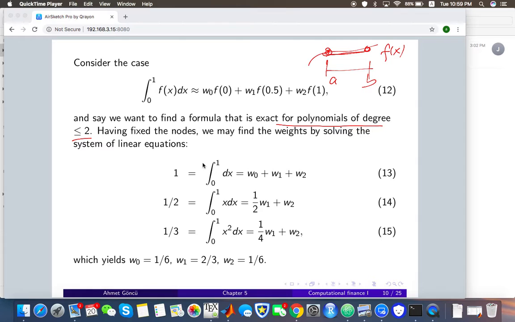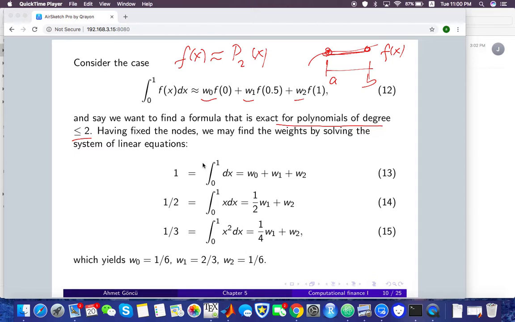In order to do that, we need to approximate our original f of x with a polynomial of degree 2. Okay, and if we write the equation of a polynomial with degree 2, how many coefficients do we have? We have 3 coefficients, right, for a polynomial of degree 2. So here we will write down these weights. We will have 3 unknowns, and we will require that this approximation on the right hand side is exact for polynomials of at least degree 2.